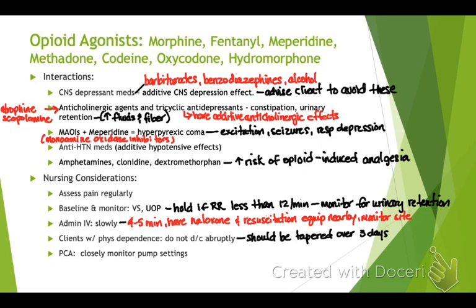MAOIs with the meperidine will cause hyperpyrexic coma. Symptoms of the hyperpyrexic coma: excitation, seizures, respiratory depression. MAOIs are your monoamine oxidase inhibitors. So this is something that you want to look into or prevent from giving them together.